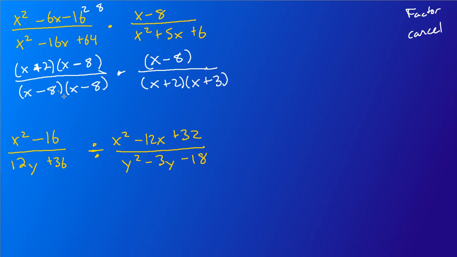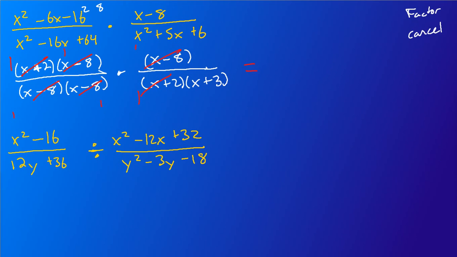Let's see what cancels. So I see a lot of canceling could go on. I always cancel crossways or up and down, never sideways. I wouldn't do this. All right, we cross cancel like up and down. So there's a lot of things going on here. X minus 8 will cancel with x minus 8. X plus 2 with this x plus 2. And this x minus 8 with this x minus 8. And these are all changing to 1s, not 0s.